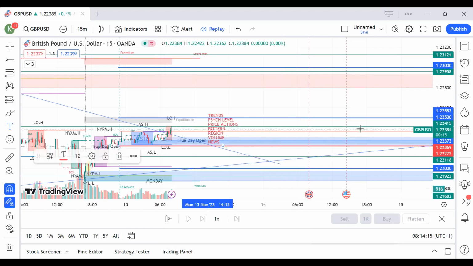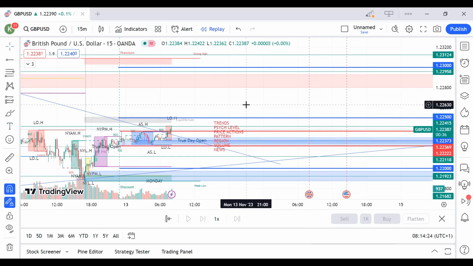Once it's on the news region like this, there's going to be waiting. But if you're in a good trend, which is maybe probably a long trend, you could hold.